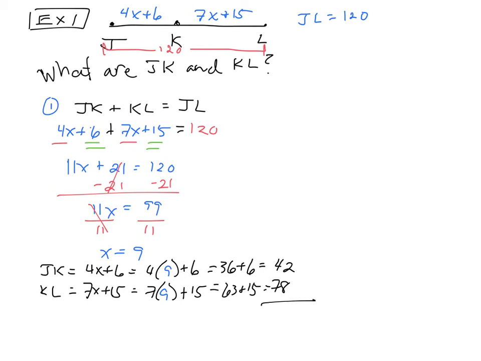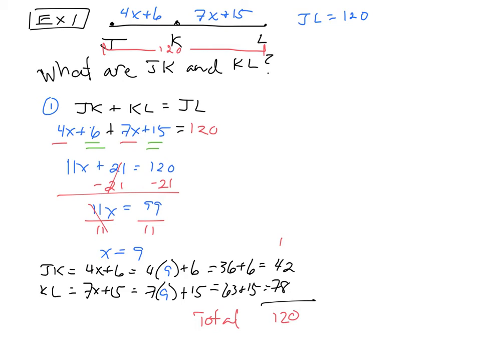And then how could I check my answers to see if they're correct? Add these together, because their total should equal what? And does it? 8 plus 2 is 10, carry the 1. 7 plus 4 is 11, plus 1 is 12. So it does equal 120, which is that whole length from J to L.